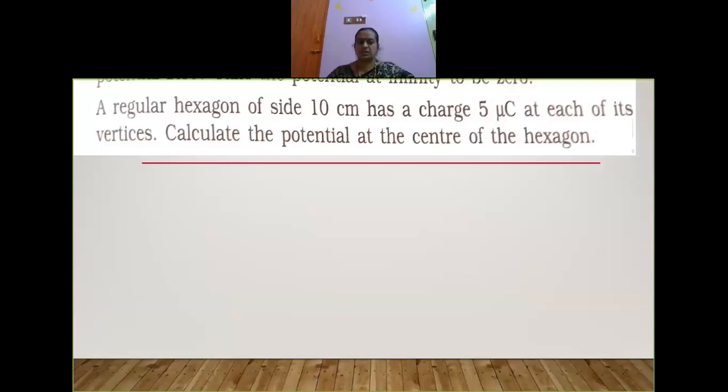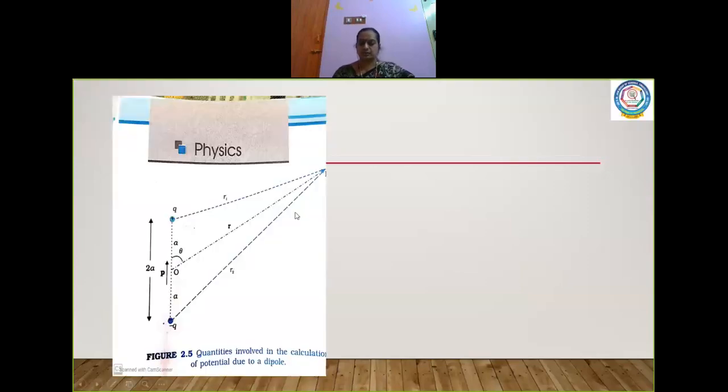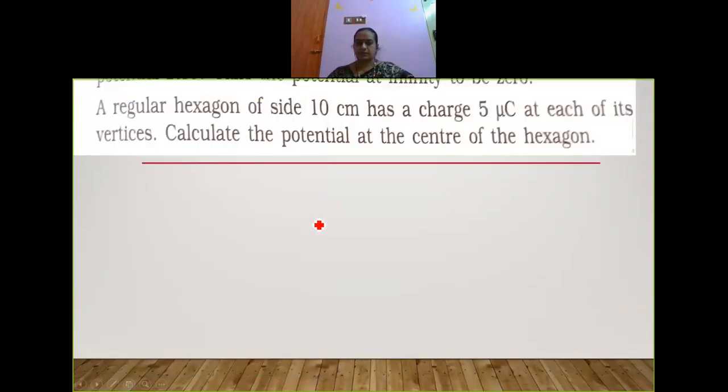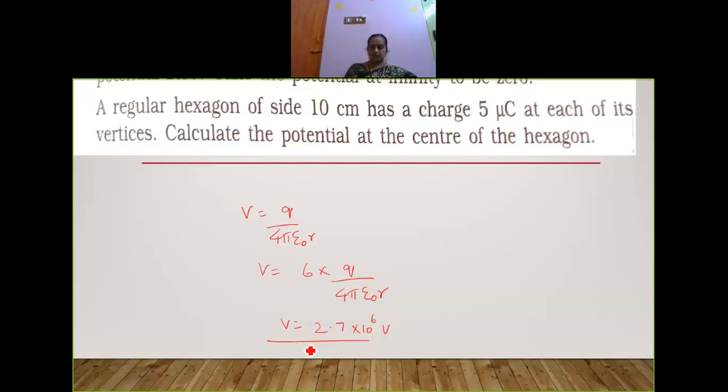Again, potential V is equal to Q by 4 pi epsilon naught R. R is given, Q is given. Now you need to substitute. V is equal to 6 times Q by 4 pi epsilon naught R. Substitute, and you will get the value of potential. The value of potential is 2.7 into 10 power 6 volt. I just gave you the answer.